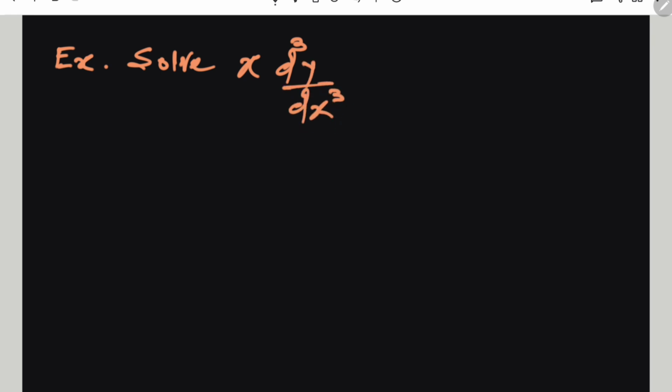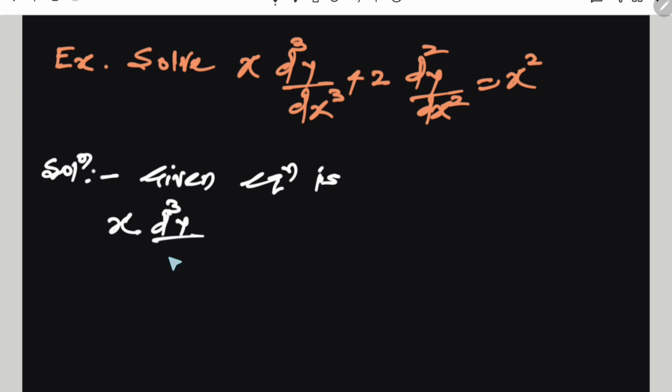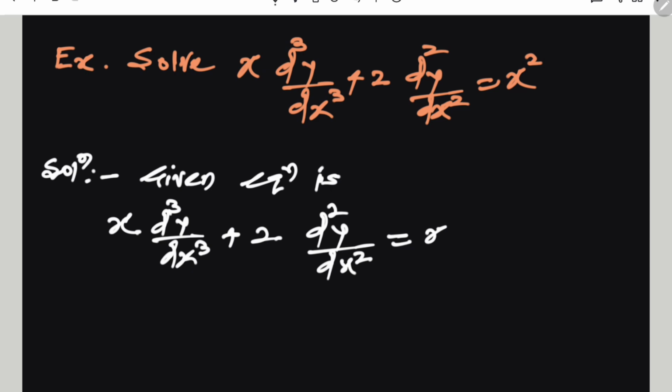Example: solve x d cube y by dx cube plus 2 times d2y by dx square equals x square. If you observe the terms, d cube y by dx cube is multiplied by x only. Therefore, to convert it into Cauchy's form, we call the given equation as equation number 1. That equation 1 is x d cube y by dx cube plus 2 d2y by dx square is equal to x square, with y as dependent and x as independent variable.